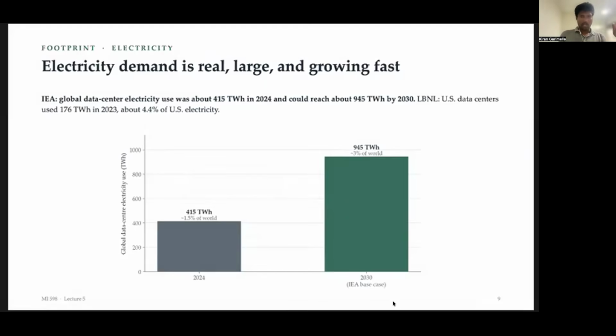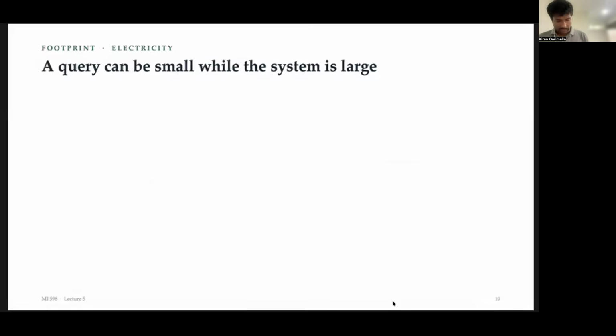And this Lawrence Berkeley National Laboratory says out of that, 176 terawatt hours was data centers, which is around 4% of US electricity, right? So a lot of it is being spent, we're using it for data centers. The amount of electricity used per query can be very small.